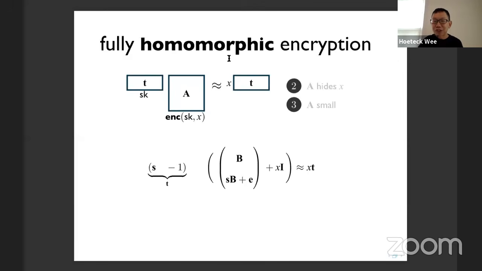Okay, so I've satisfied my basic requirement, which is T times A is close to X times T. I'm going to call this quantity over here my A, basically. So I satisfy my first requirement. In fact, I also satisfy my second requirement, which is that A hides X.